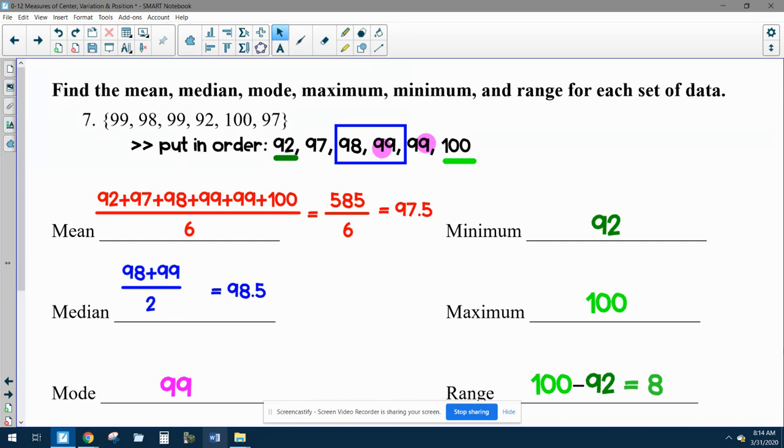So we have found the mean, the median, the mode, the min, the max, and the range for this data set of these 6 values here. So take a minute, make sure you have those copied down correctly. And then I'd like you guys to try number 8 and number 9 on your own as your practice and submit it for feedback. Okay, you guys got this.